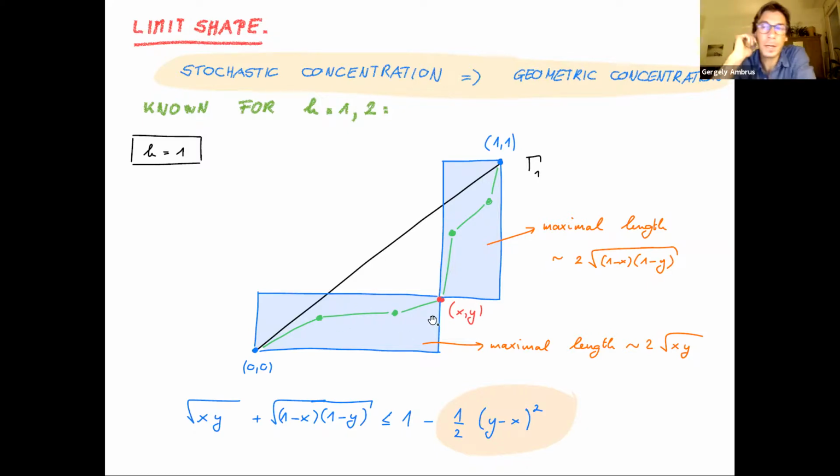Now we know by affine independence that the maximal length in this rectangle is proportional to the square root of the number of points. But on the other hand, the number of points is proportional to the area. So the maximal length from 0,0 to xy is basically proportional to the square root of xy, because xy is the area. On the other hand, the area of this rectangle is 1 minus x times 1 minus y. So the maximal length here is proportional to the square root of 1 minus x times 1 minus y. So this total length is proportional to the square root of xy plus the square root of 1 minus x times 1 minus y. Moreover, there's a strong concentration result.